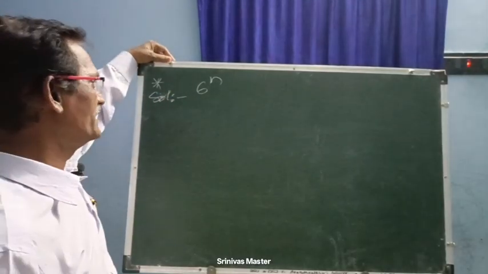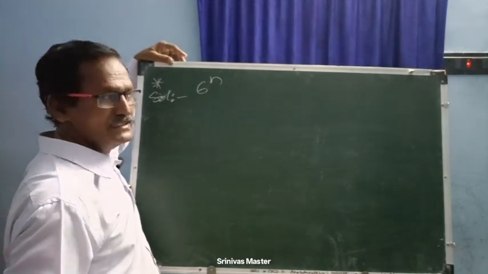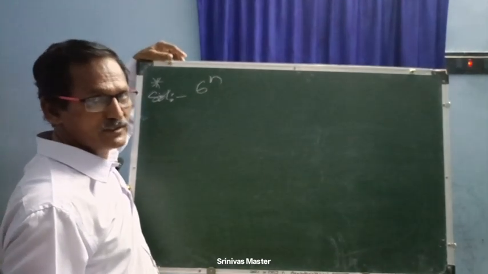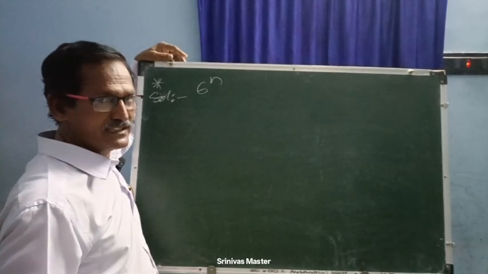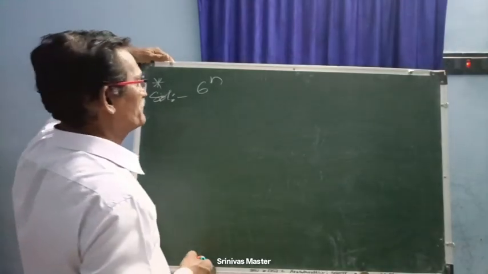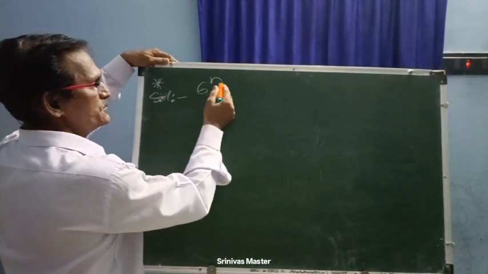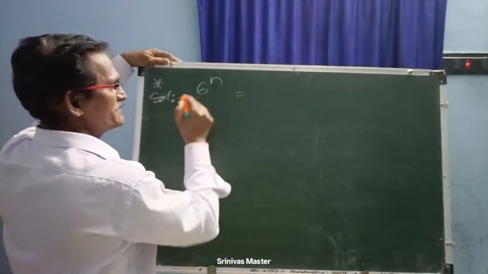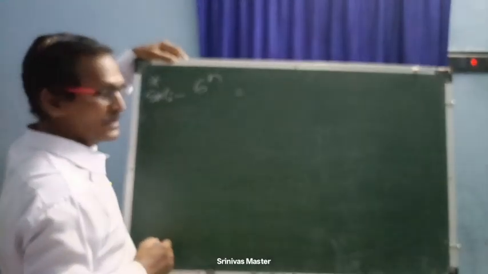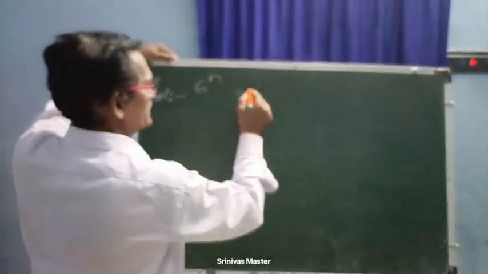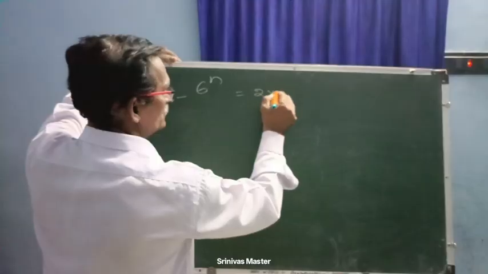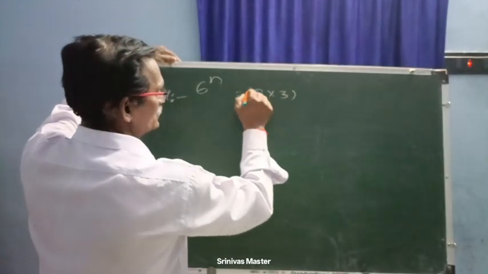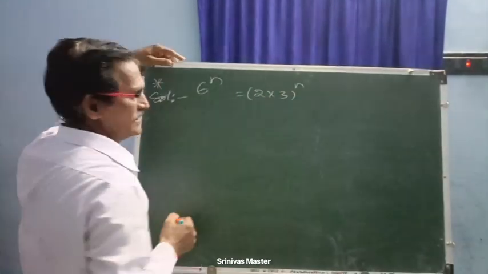Can 6 to the power of n end with the digit 0 for any natural number n? That is the question given. First, we can see 6 to the power of n. What are the factors of 6? We have to take out the prime factors. What are the factors of 6, children? 2 into 3. So (2 into 3) whole to the power of n.